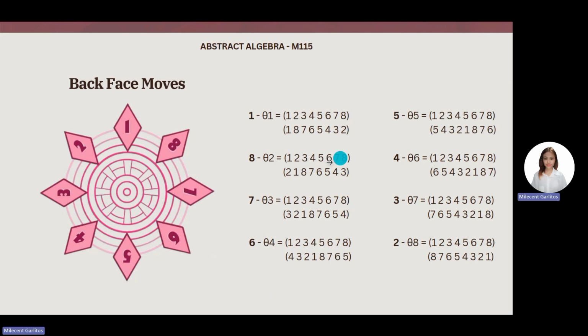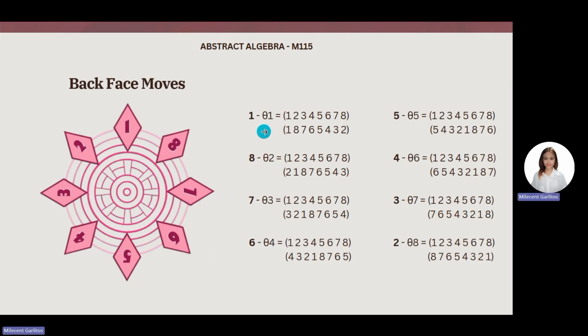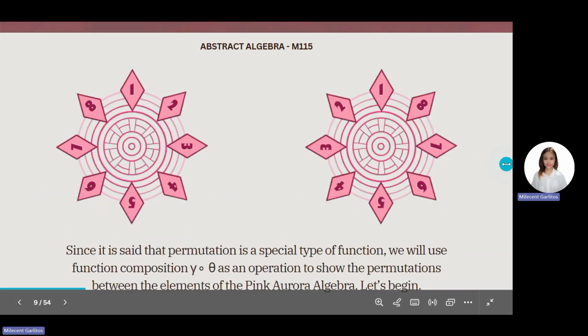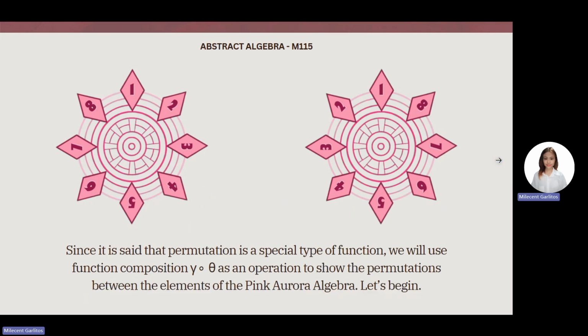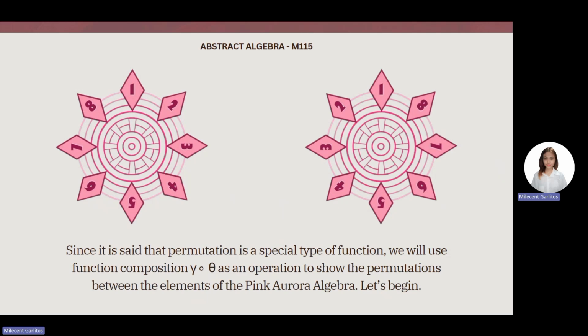Now, going to the back face moves, we have 1, 8, 7, 6, 5, 4, 3, 2. Let theta be the notation: theta sub 1, theta sub 2, theta sub 3, theta sub 4, theta sub 5, theta sub 6, theta sub 7, and theta sub 8. Now, since it is said that permutation is a special type of function, we will use function composition, with gamma and theta as an operation to show the permutations between the elements of the Pink Aurora algebra.